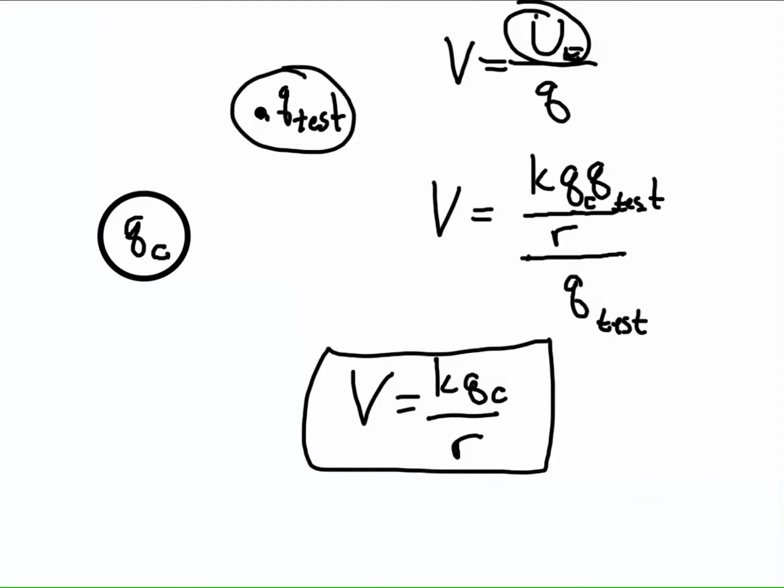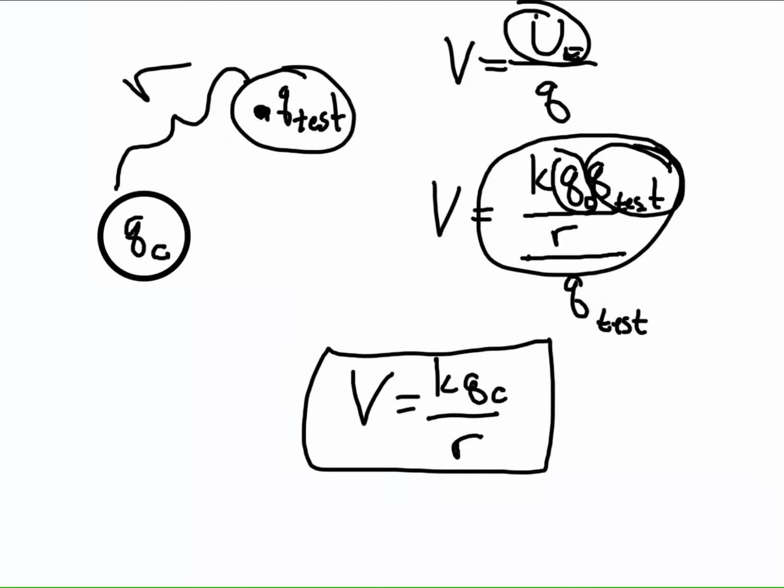Now, why is that the case? Well, because if that's the particle we're placing here, we're looking for the electric potential energy between the particle causing the electric field, so Q sub C is what I'm using for causing, and Q test, which is a charged particle being used as a test particle, over R, which would be the distance between these two, divided by Q test.